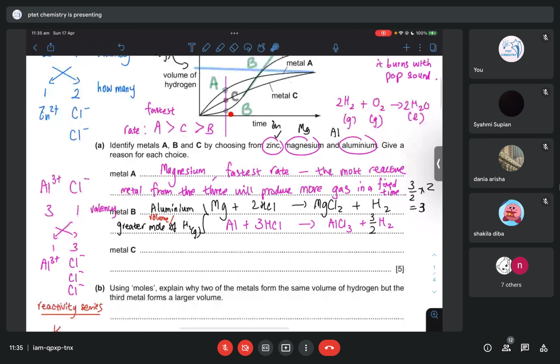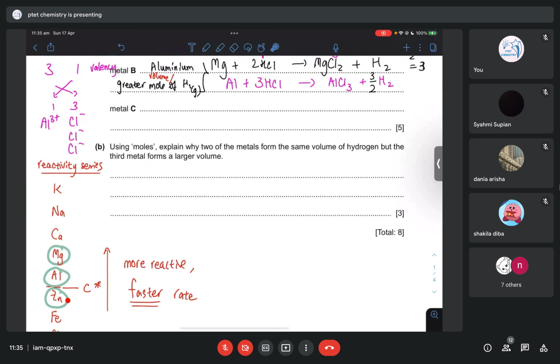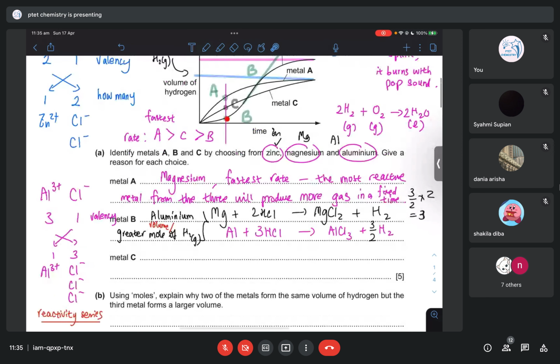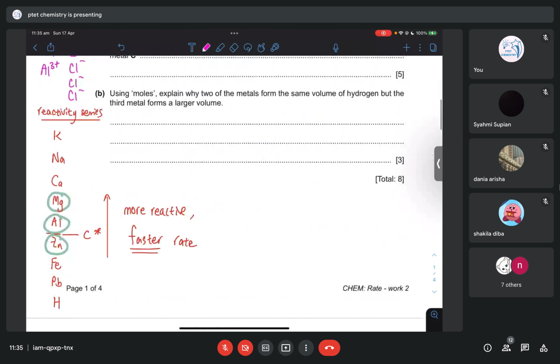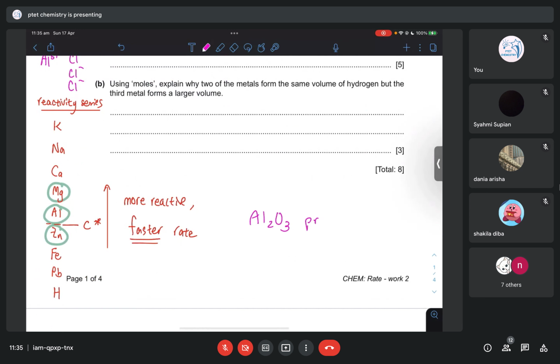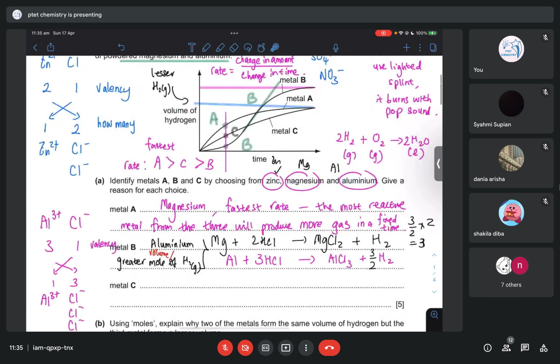So B is the slowest. B is aluminium. But we know that aluminium is actually more reactive than zinc. Why does the aluminium react much slower than zinc at the beginning? Well, you have to think about something called Al2O3, the protective oxide layer. This one is stated in the syllabus. If you don't believe me, you can go through your metal syllabus. Aluminium can react easily with the oxygen in the air, and they will give you this protective coating. After it reacts for some time, as soon as the hydrochloric acid, in this case, can come into contact with the aluminium inside, it will start to pick up the pace and become much more reactive.